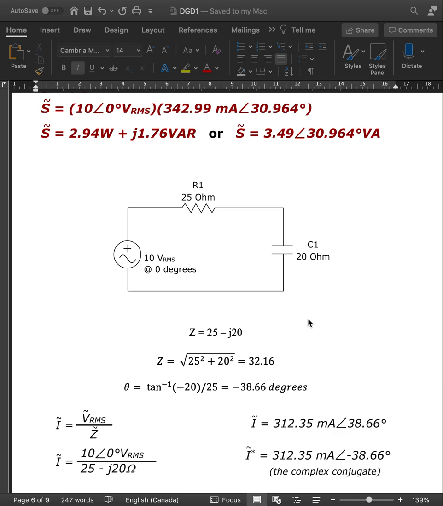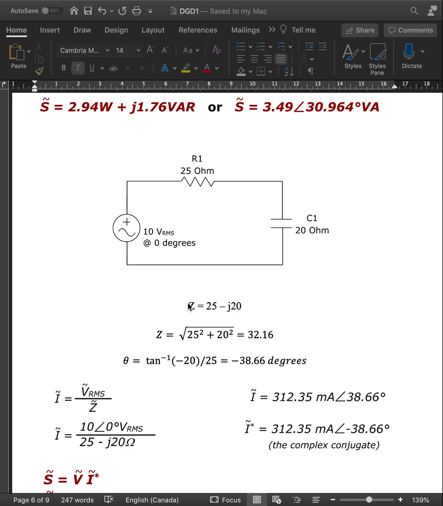So Z, and then we do the same thing, square root of 25 squared plus 20 squared, that gives you 32.16. However, when you're finding theta this time, you do tan inverse of minus 20 divided by 25. Hence, you will get a negative angle there. It means that the current is leading the voltage in this case by 38 degrees. So because it is a capacitance circuit, we have this thing here at this point.